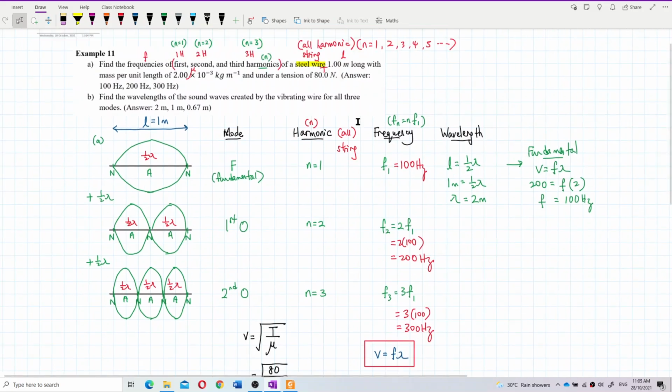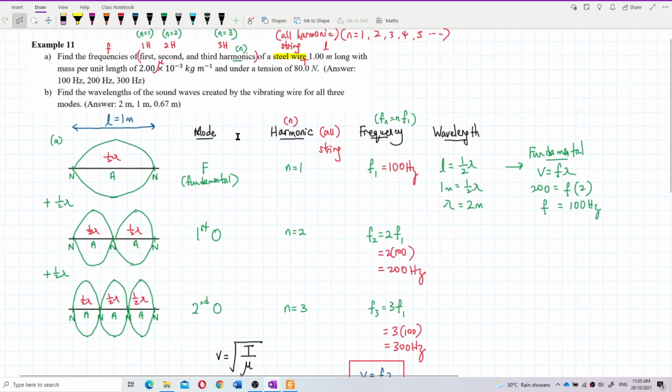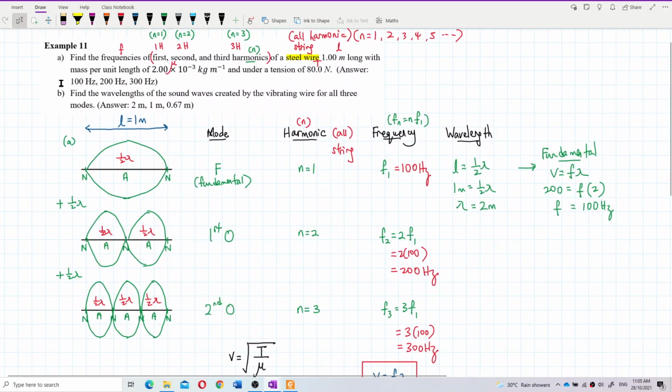Okay. So is the answer correct? Yes, it's correct. The answer is 100 hertz, 200 and 300. You see that? That's correct.